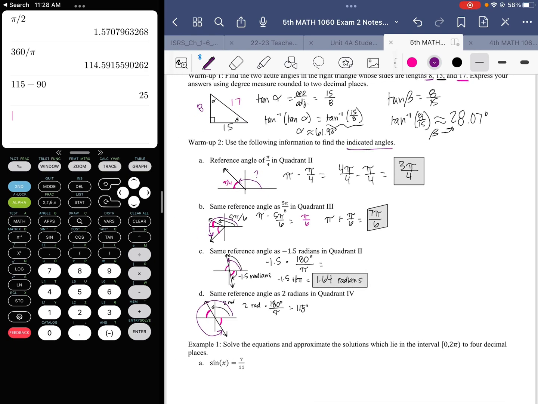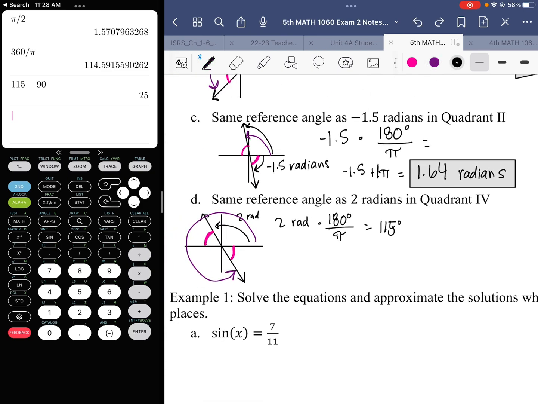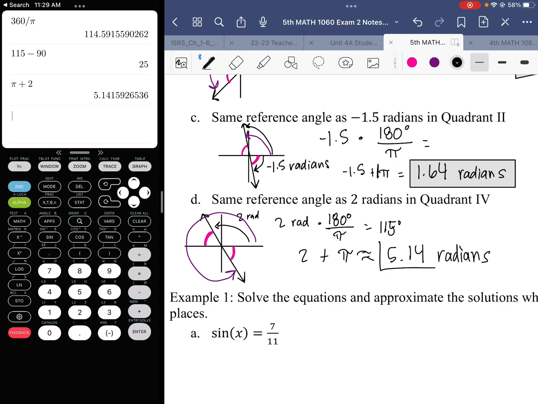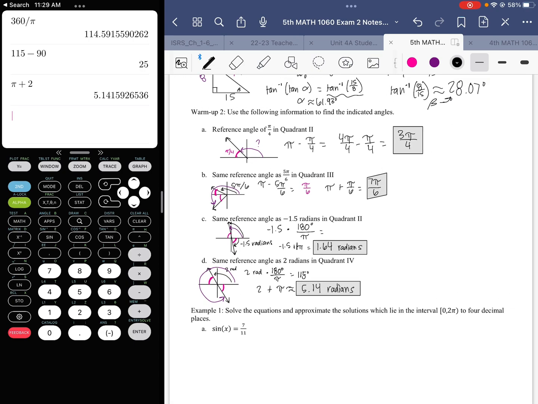It just says find the indicated angles. It doesn't say that there's a domain restriction or anything like that, so it really doesn't matter. So what I would do is 2 radians plus another pi radians, because again, this is a straight line, okay? And I would just do the pi plus the 2, and that comes out to 5.14 radians, which you probably could have done without a calculator, right? Hopefully. There we go. So that's how we figure out reference angles, okay?